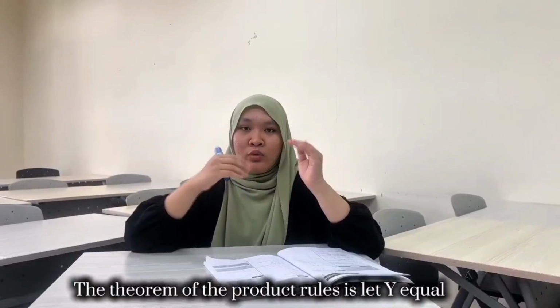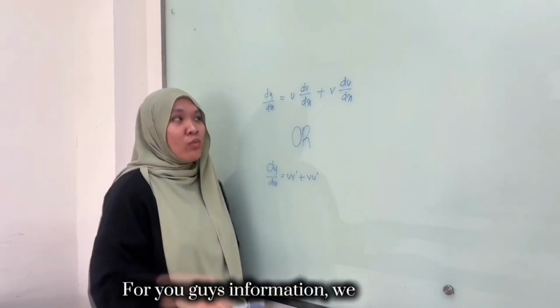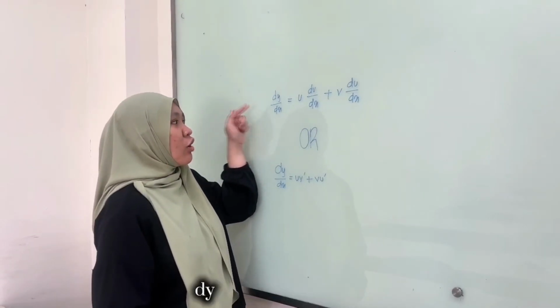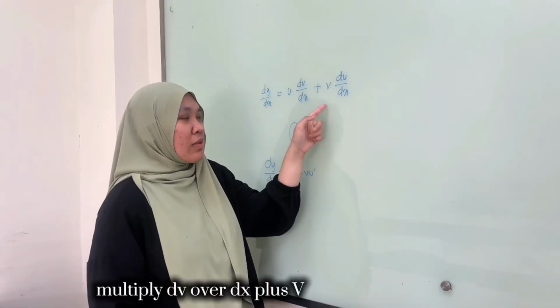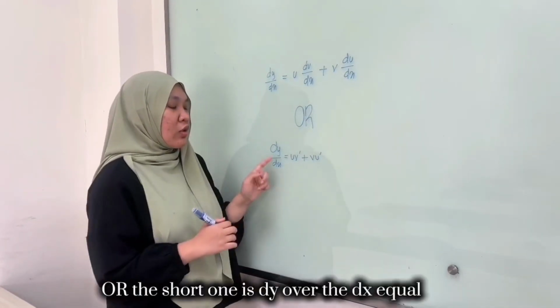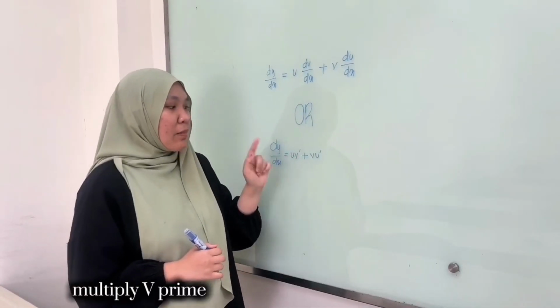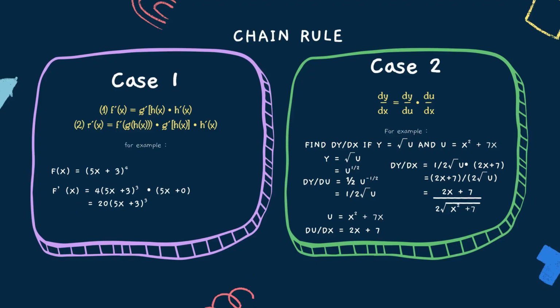The theorem of the product rule is: let y equal u multiplied by v, where u and v are two differentiable functions. Then, with this information, we can write the formula like this: dy over dx equals u multiplied by dv over dx plus v multiplied by du over dx. Or, the short one is dy over dx equals u v prime plus v u prime. That's all. Next, I will explain the chain rule.